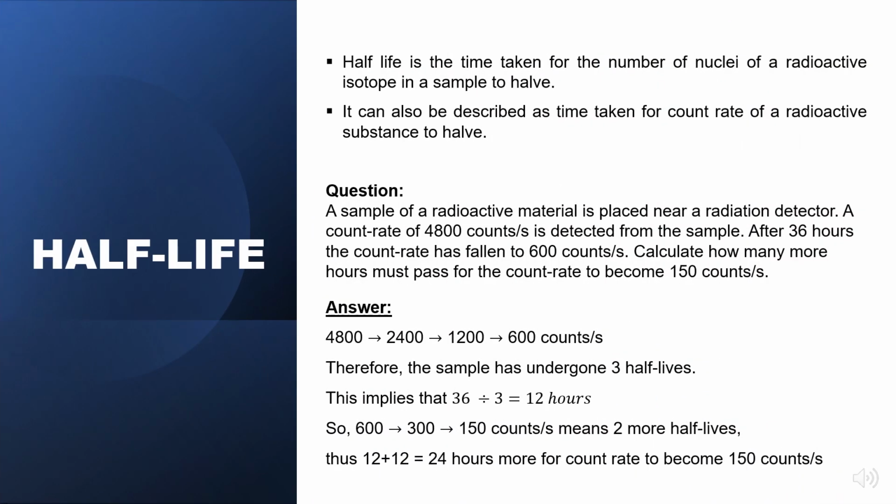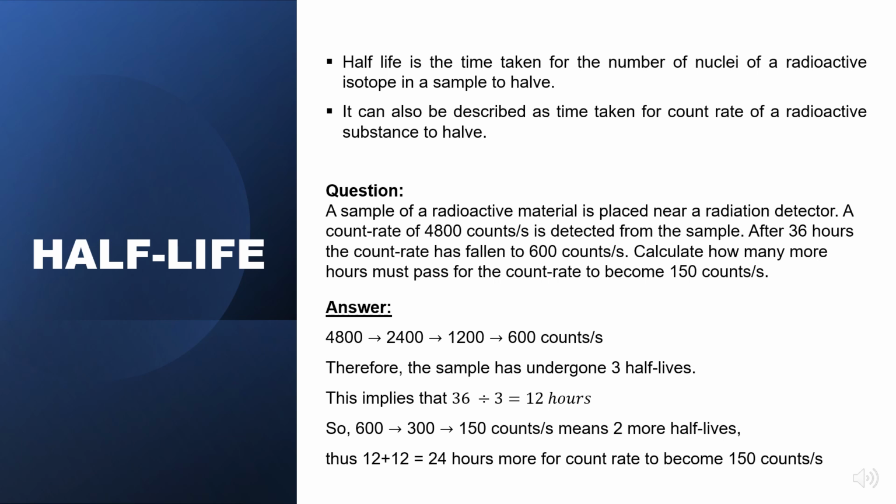In the previous slides, we learnt about the process of radioactive decay. You must remember that this is an entirely random and spontaneous process. Next up is half-life. Half-life is the time taken for the number of nuclei of a radioactive isotope in a sample to halve. Half-life has another definition as well. It can also be said as the time taken for the count rate of a radioactive substance to halve.